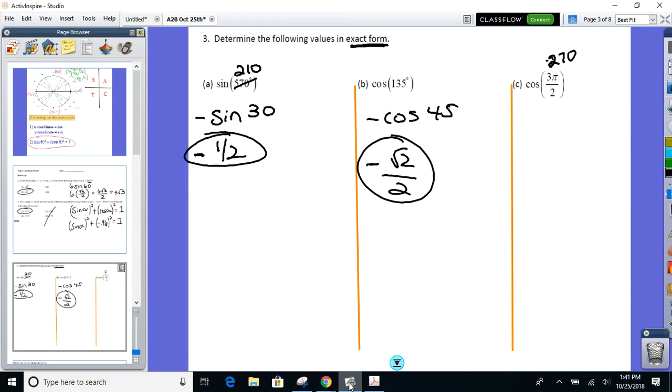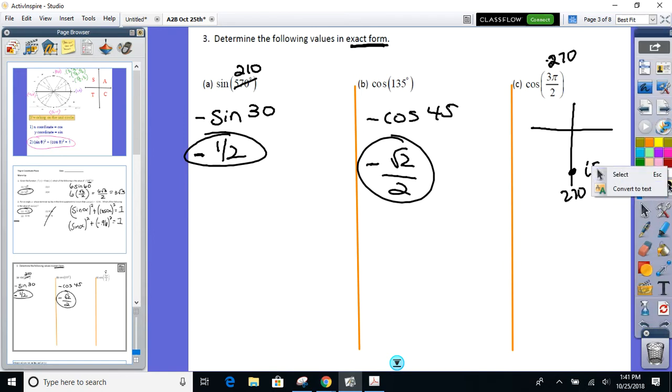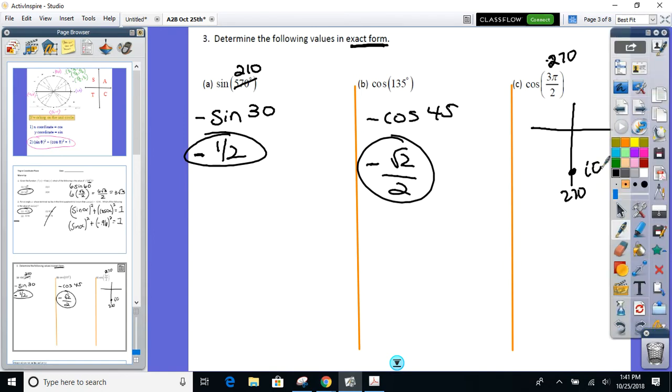Quadrantal angle, Rachel. Quadrantal angle. You'll remember it now. It's a quadrantal angle, yes. Quadrantal angle, 270. What's that point? You want to redeem yourself? What's that point here at 270? There you go. You redeemed yourself. Good job. That's 0, -1.